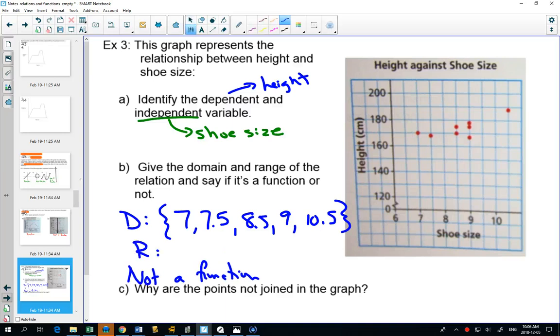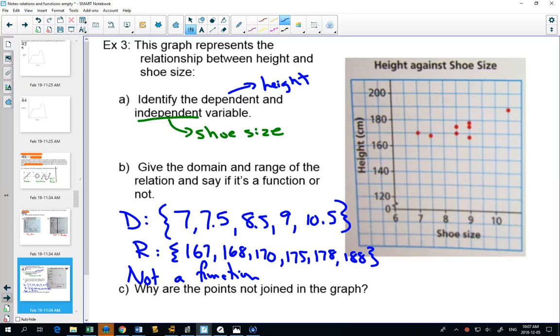The range, we're going to have to do some estimating here. Looks like the smallest value, are you okay if I say that's 167, 168, 170, 175, 178, and 188? So I'm estimating those y values. We have to kind of guess just based on where they are on the graph.